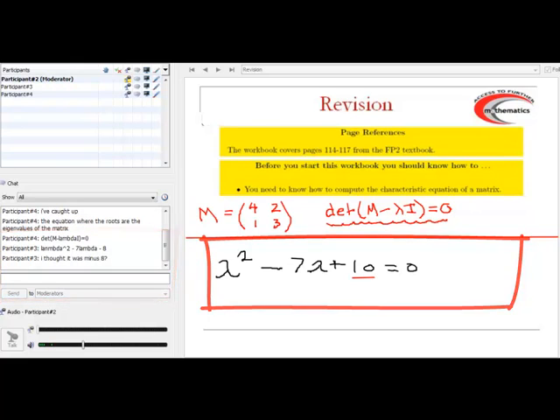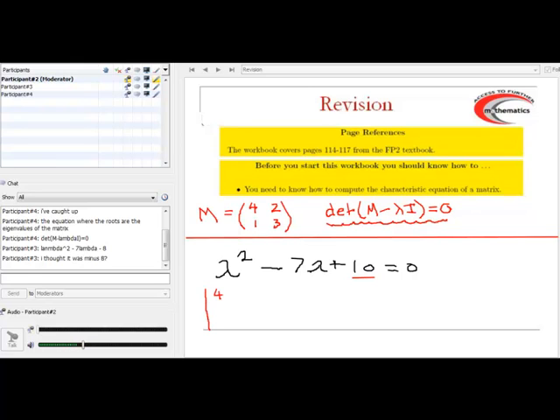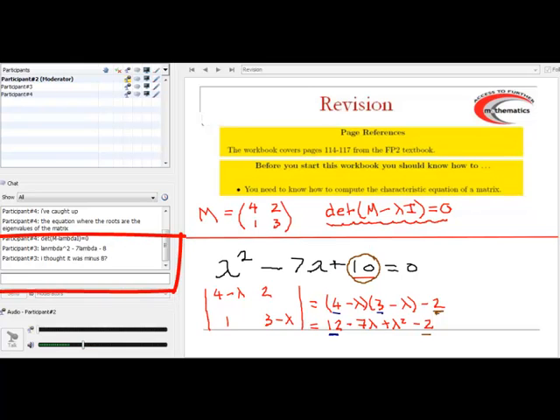So let's actually go through this. We're trying to calculate the determinant of 4 minus lambda, 2. You can get immediate feedback on your work. Take away 7 lots of lambda plus lambda squared minus 2. So the 12 comes from the 3 times the 4, and we've got the minus 2 there. So I reckon it is actually a 10 there. Can you see where you may have gone wrong?